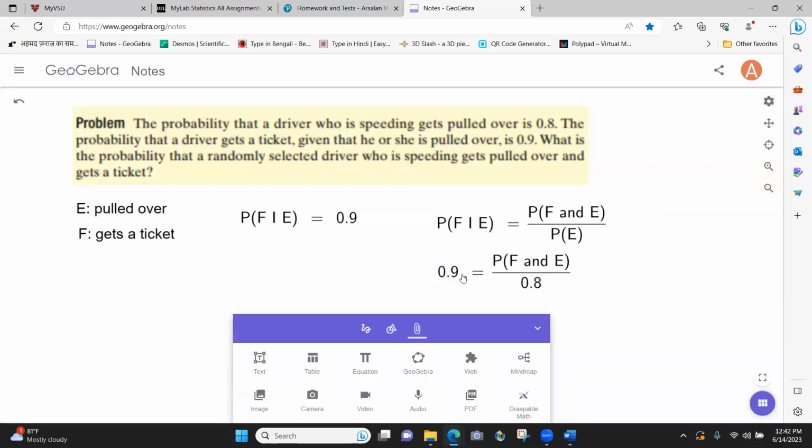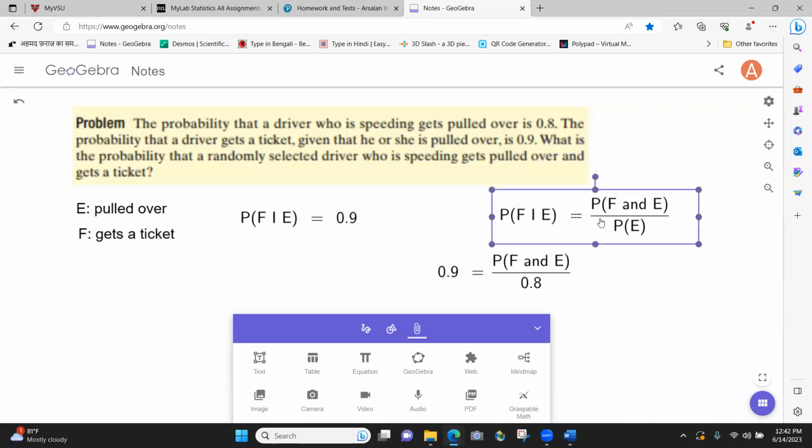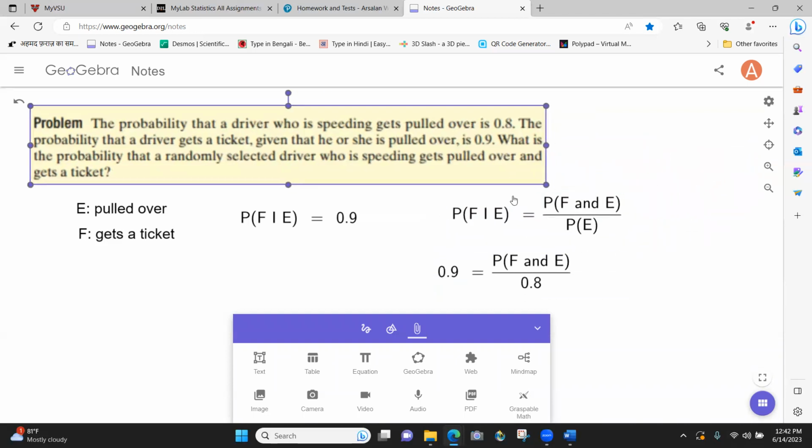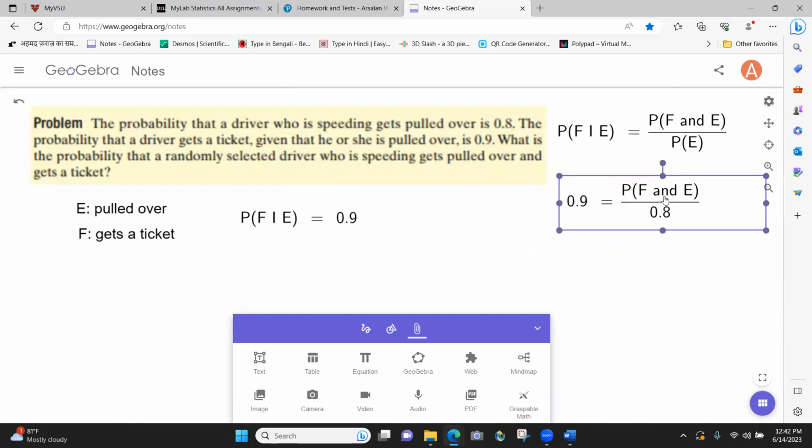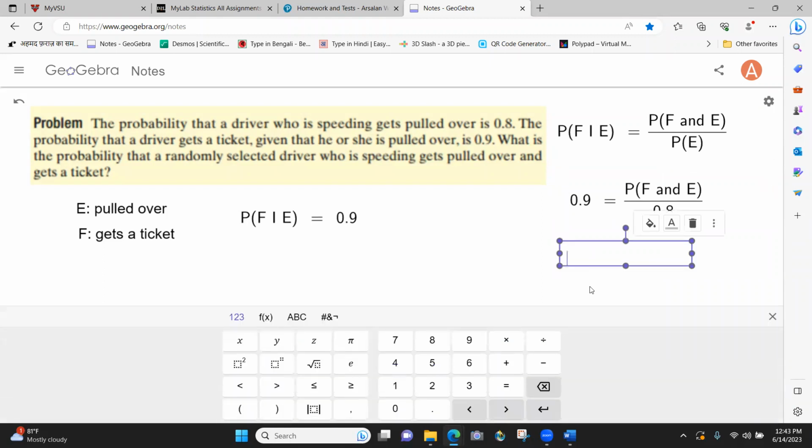And I can just cross multiply and find the probability of F and E. Let me move these around a little bit. I need to know the probability that a randomly selected driver who is speeding gets pulled over and gets a ticket. I'm just going to multiply 0.9 by 0.8. So let me write it down nicely. Cross multiplication.